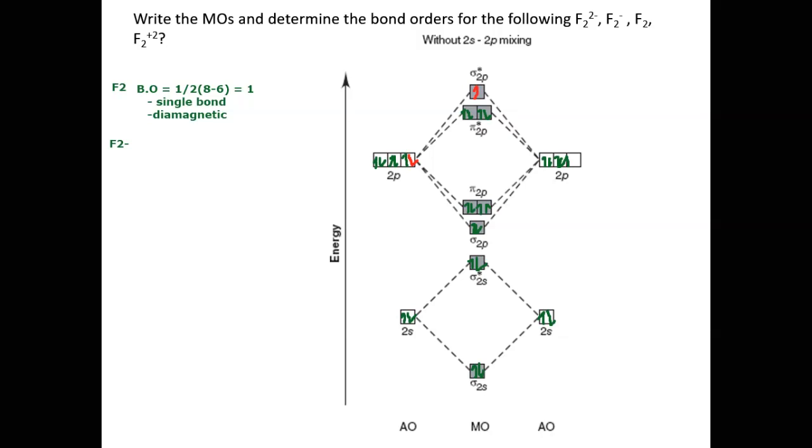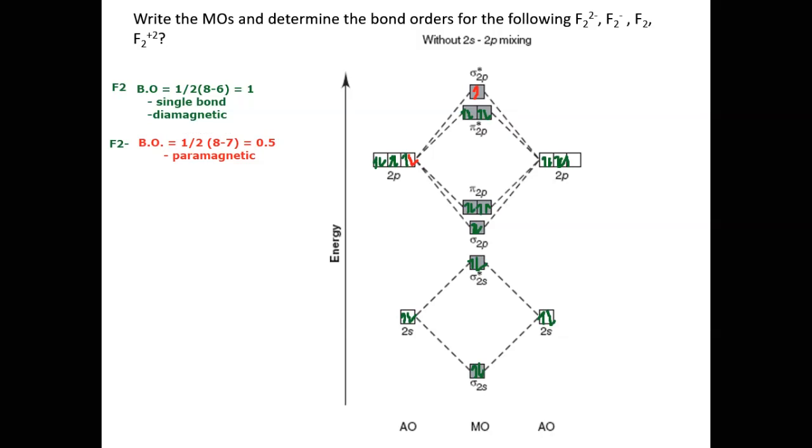So the bond order of F2 minus is equal to 1/2 (8 minus 7), which is 0.5. So it's like half a bond. It's not very stable. And this is paramagnetic now because it has a lone electron.